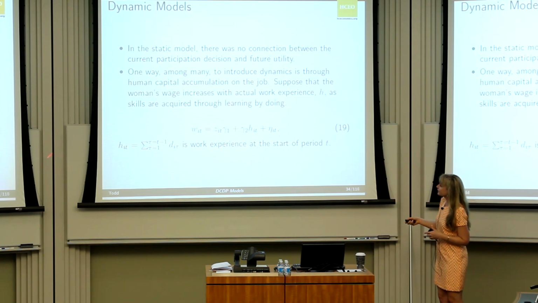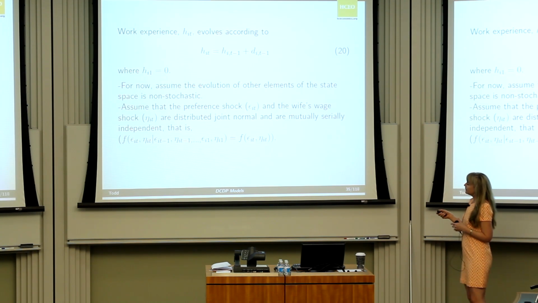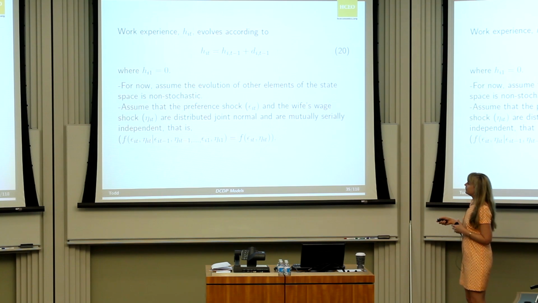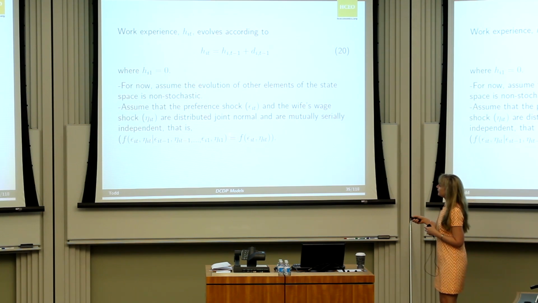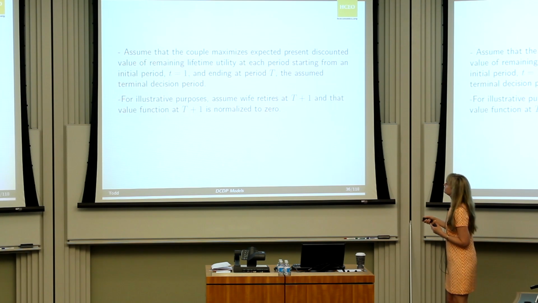Okay, so that's what H is, the sum of your past working decisions. Work experience evolves over time with your D. Every time you work, you get one additional year of experience. And then we'll assume still that the preference shocks are serially independent, and that they're jointly normal. But we'll look at how you can relax some of these assumptions later.